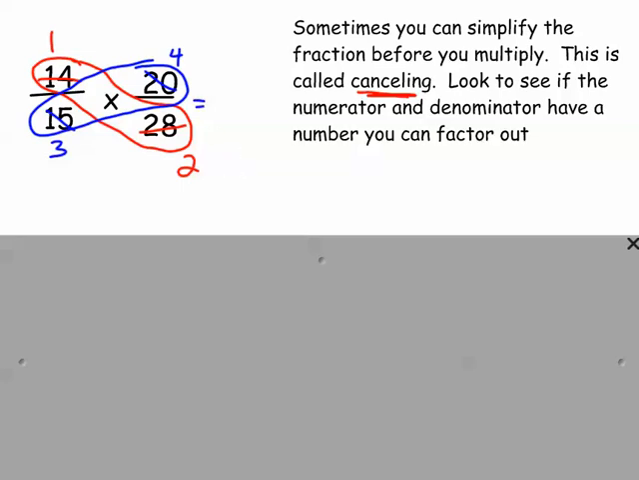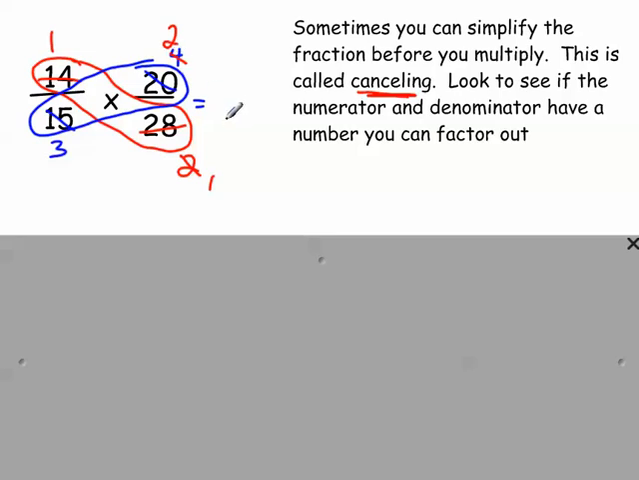Now, one more thing after I've done my diagonal canceling, I'm going to look here. Does 1 and 3 have anything in common? No. Does 4 and 2 have anything in common? Yes, they do. I can divide those both by 2. So if I divide by 2, I get 1. If I divide by 2, I get 2.